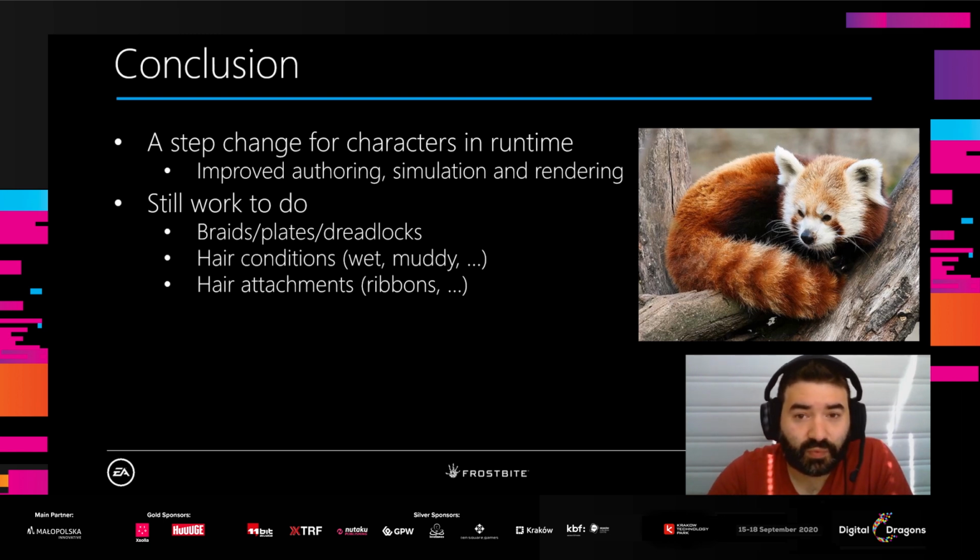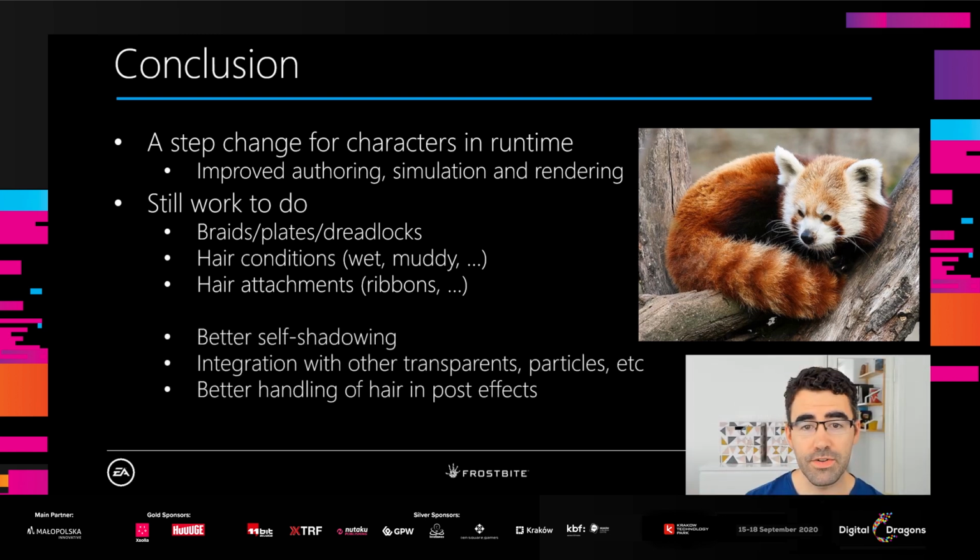That being said, we still have a lot of work to do to support the large variety of hairstyles out there. For instance, we don't have proper support yet for braids, plaits, or dreadlocks. We don't offer a solution to apply dynamic conditions on hair, such as wet hair or muddy hair. And we don't have native support for attachments, such as ribbons or jewelry, for instance. On the rendering side, there is also a lot of work left. For starters, the hair shadowing techniques we are using are fine in most cases in FIFA, but quality and performance could both be better, so we will keep working on that.